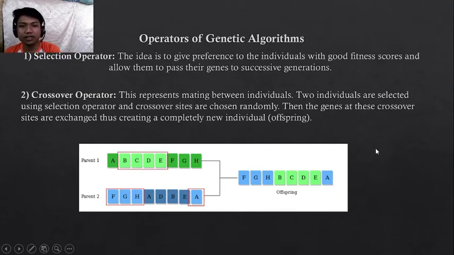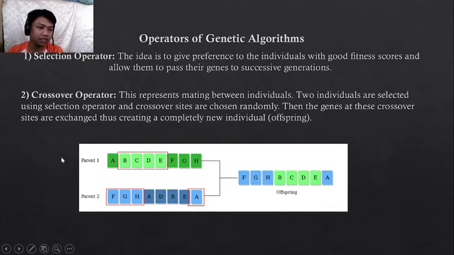Operators of genetic algorithms. Number 1, selection operator. The idea is to give preference to the individuals with good fitness score and allow them to pass their genes to successive generations. Number 2, crossover operator. This represents mating between individuals. Two individuals are selected using the selection operator and crossover sites are chosen randomly, then the genes at these crossover sites are exchanged, thus creating a completely new individual.